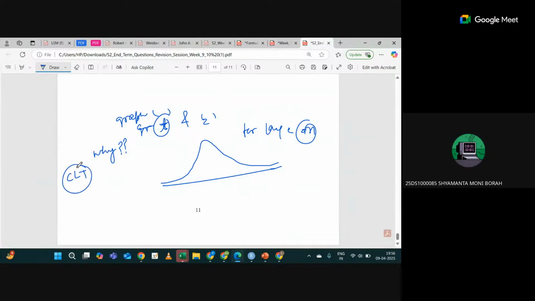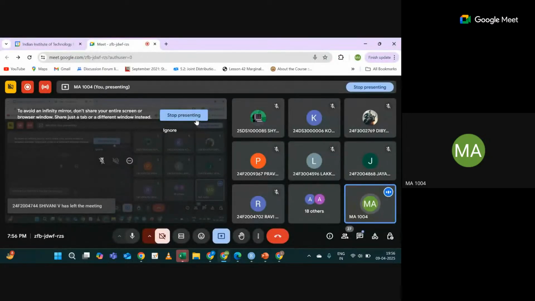So the variance would highly reduce. What is the central limit theorem? For large n, any distribution of samples will converge to the normal distribution. If you increase the sample size, then irrespective of the original distribution from which the samples were drawn, it will follow a normal distribution. That's the difference.